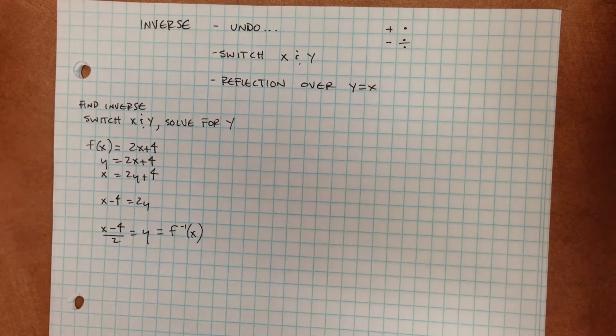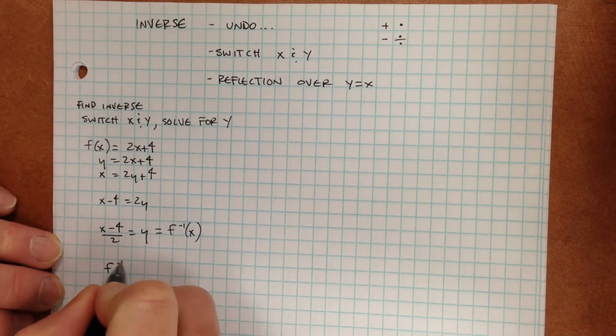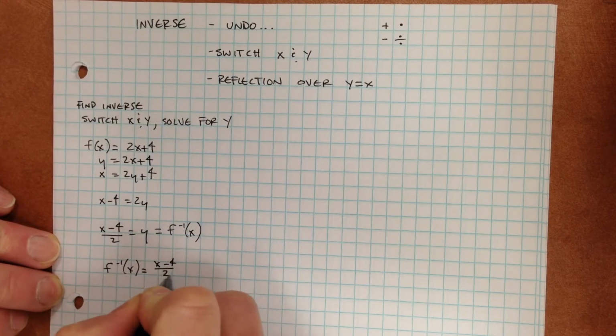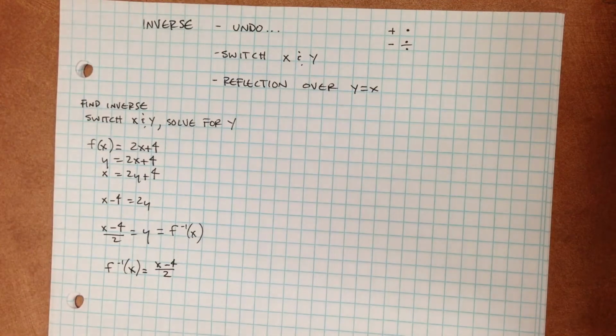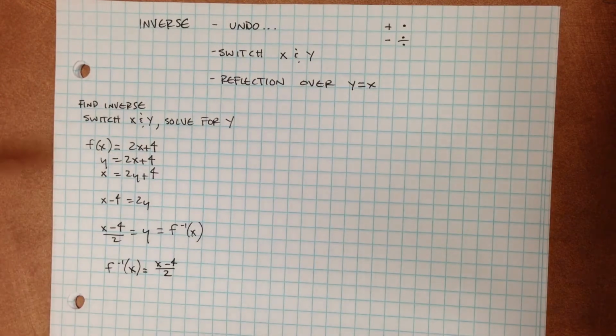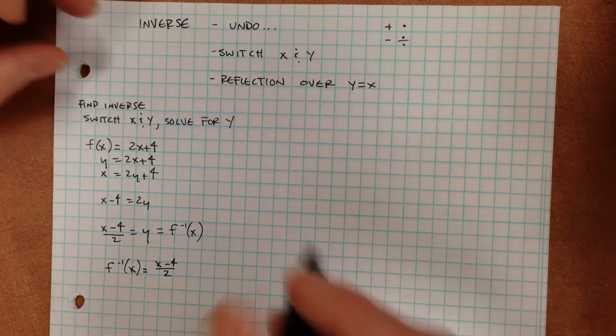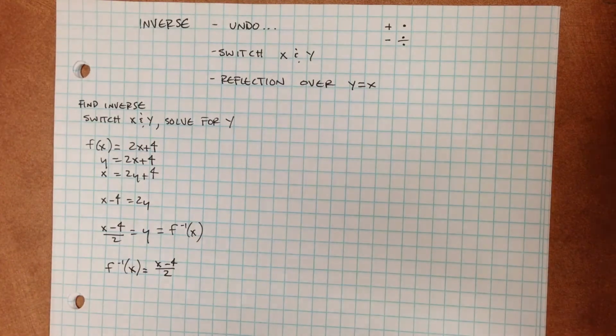Okay, we have found the inverse, so let me clean that up for us. f inverse of x equals x minus 4 over 2. That is our inverse right there. So we have our function right here, 2x plus 4, and we have the inverse, x minus 4 over 2. Okay, so an easy way to think of these is as function machines.